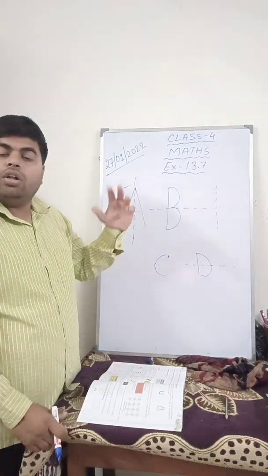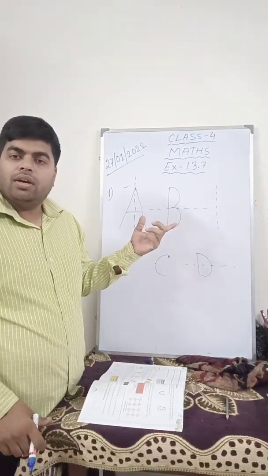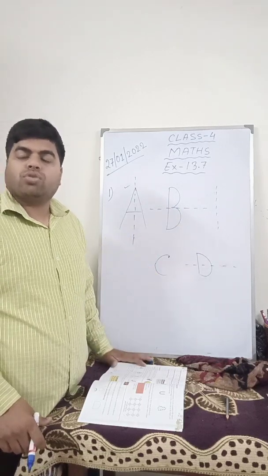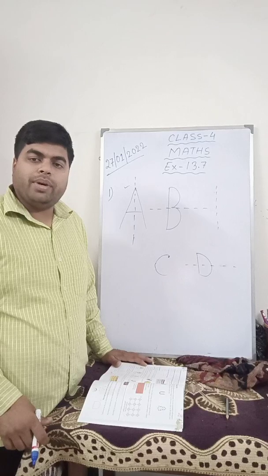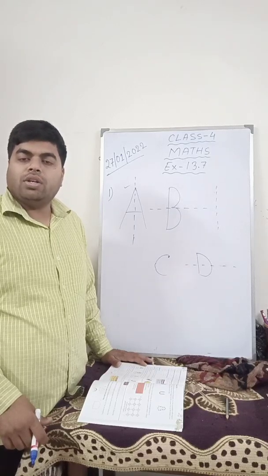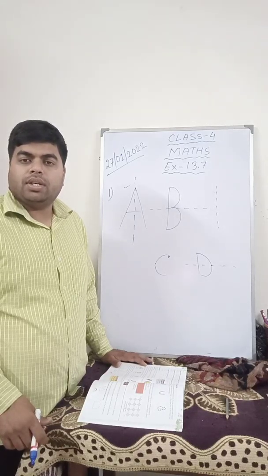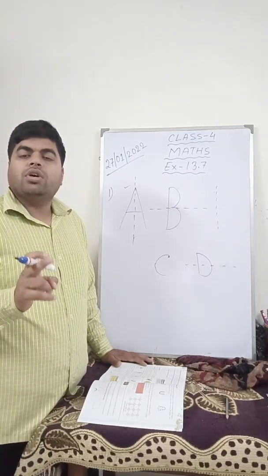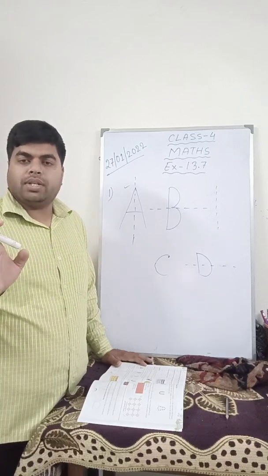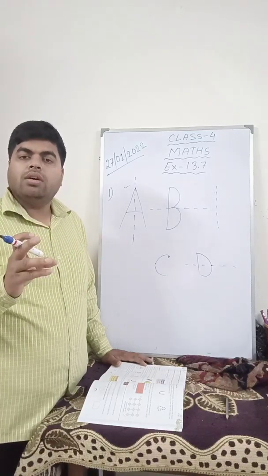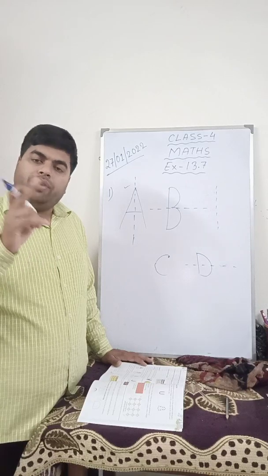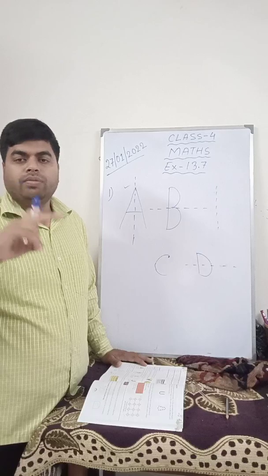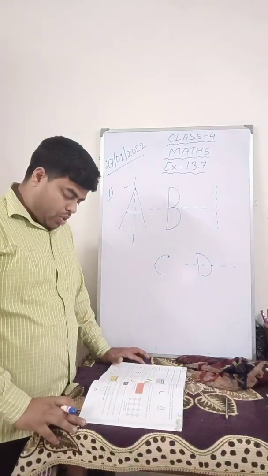So the alphabets with a vertical line will be written in question number 1, and in question number 2 you have to write all the alphabets which will have a horizontal line as their line of symmetry. Remember, there will be many alphabets which will have no lines of symmetry, and there will be one alphabet which will have vertical as well as horizontal lines of symmetry, that is alphabet O. So I hope you have understood this.